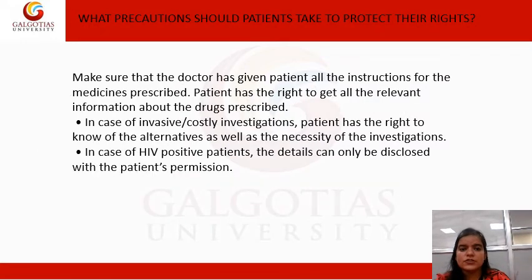Make sure that the doctor has given the patient all the instructions for the medicines prescribed. The patient has a right to get all the relevant information about the drug prescribed. So whatever medicines you are having, you have to make sure that you know what this medicine is for and how to take it, right? You can ask anything about your relevant medication to your doctor.